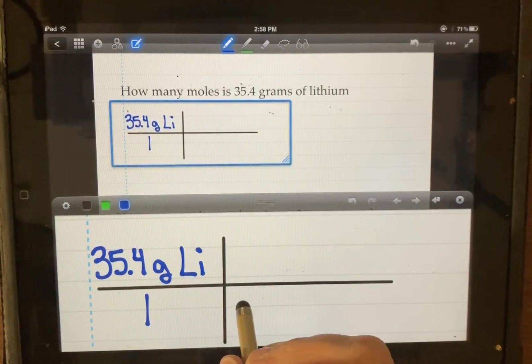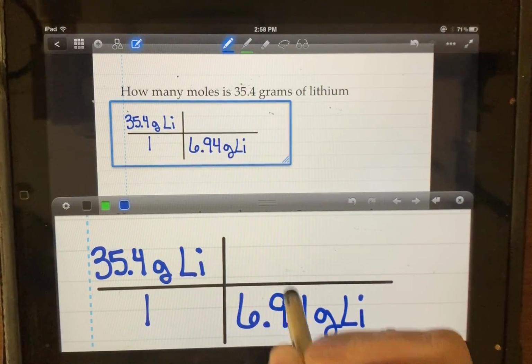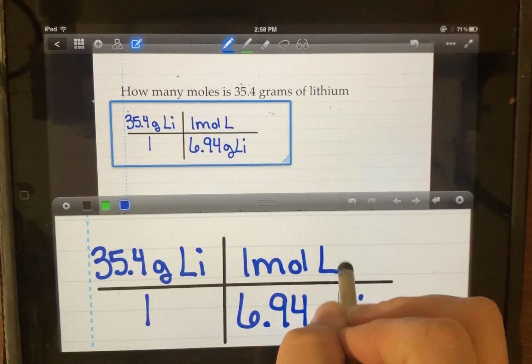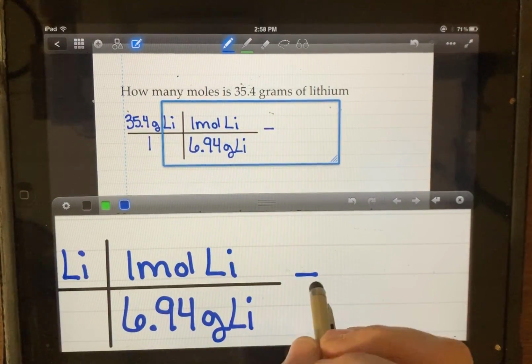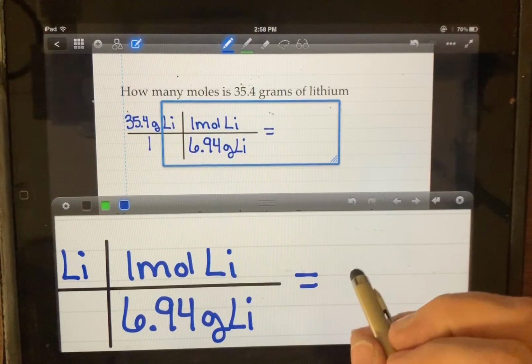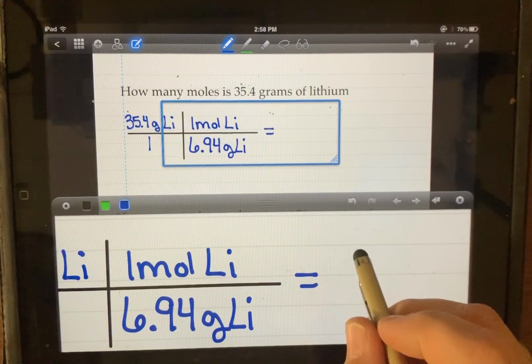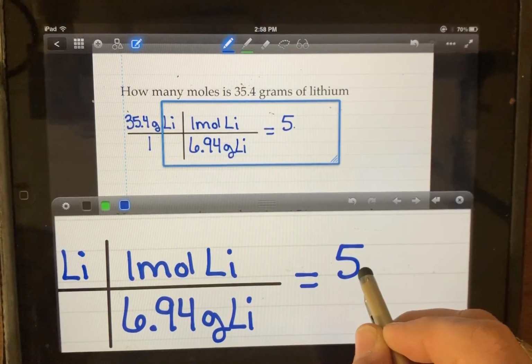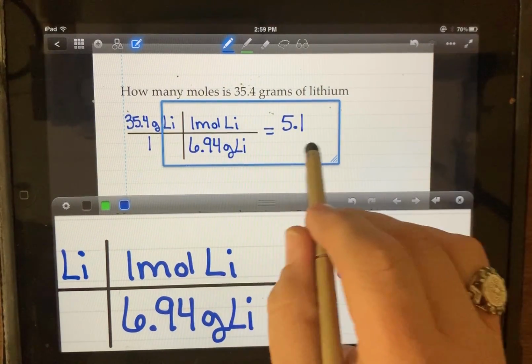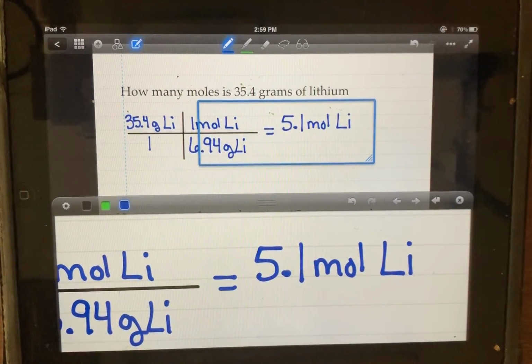Since grams is on top, I'm going to put on the bottom 6.94 grams lithium, 1 mole lithium. And now I'm going to simply do 35.4 times 1, which is 35.4, divided by 6.94. So just like in Star Trek, we do the product of the top divided by the product of the bottom. I'm going to pay attention to also my decimal. I have 1 decimal, so it's going to end up calculating out to be 5.1 mole of lithium.